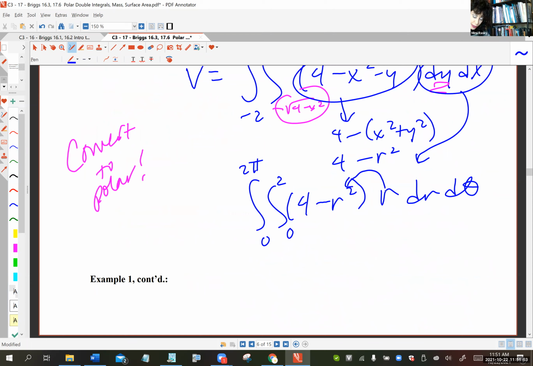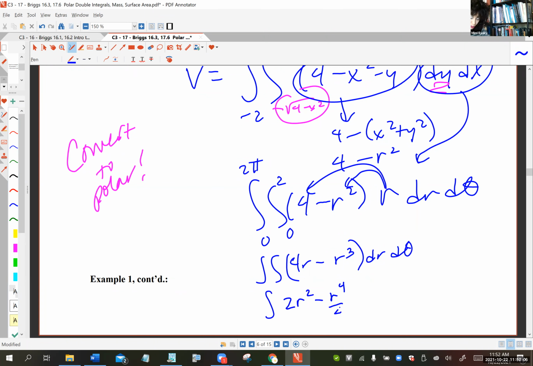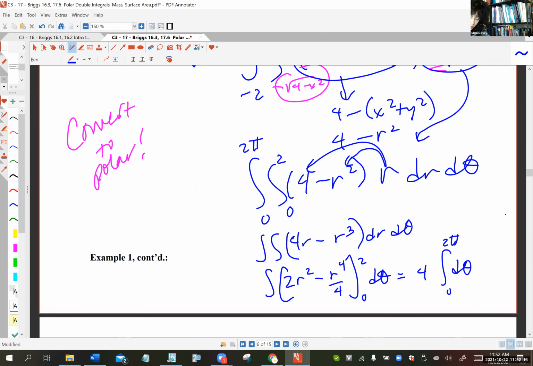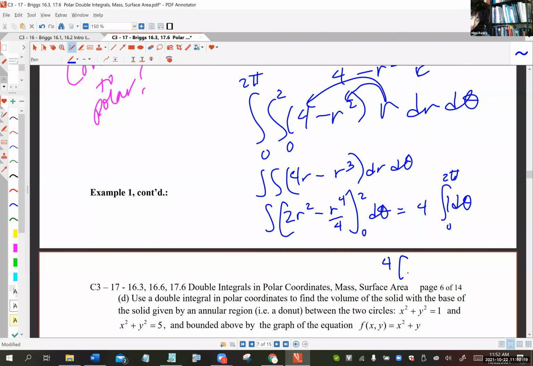And then before you integrate, please distribute the r from the r d theta. And then this is super easy to integrate because you'll just have 2r squared minus r to the 4th over 4 and evaluate that between 0 and 2. And that's just going to give you 4. And 4 is just a constant. And then when you integrate a 1 with respect to theta, it's just theta. And theta will go from 0 to 2 pi. So your final answer is 8 pi cubic units. And that's what the solid's volume is.